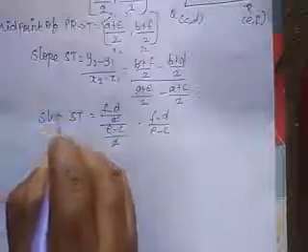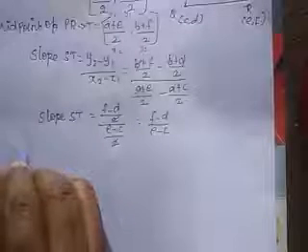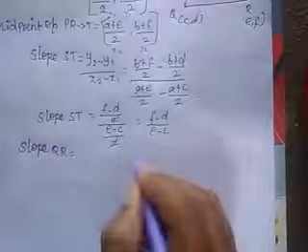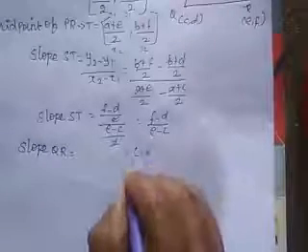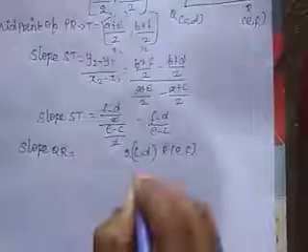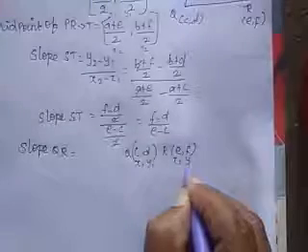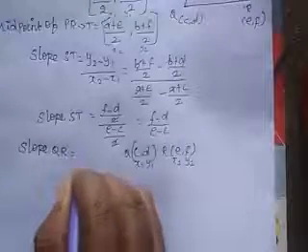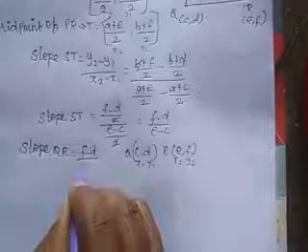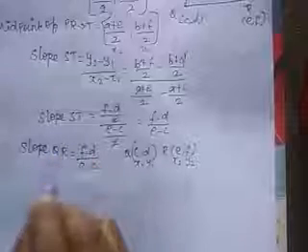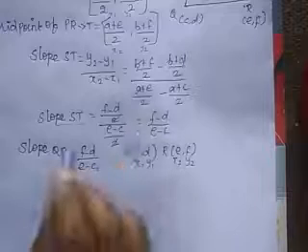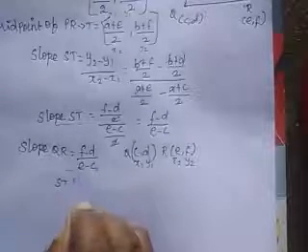This is slope of ST. Then find slope of QR. Slope of QR is equal to, Q is (C, D) and R is (E, F). Slope of QR is equal to x1, y1, x2, y2. y2 minus y1, F minus D, by x2 minus x1, that is E minus C. So slope of ST is equal to slope of QR. So both slopes are equal. Hence ST is parallel to QR.